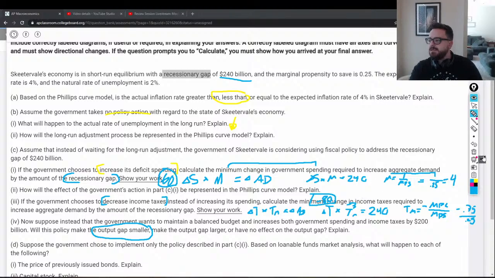Okay, D, suppose the government chose to implement the policy described in Part C1. That's a lot, Jesus Christ. This is the increase in government spending, which is deficit spending, which I knew they were going to ask about the loanable funds market because they said deficit spending, and they always connect them. So, based on loanable funds market analysis, which is based on what happens to your loanable funds market graph, I'm drawing it. What'll happen to the price of previously issued bonds and capital stock. Jesus, okay.